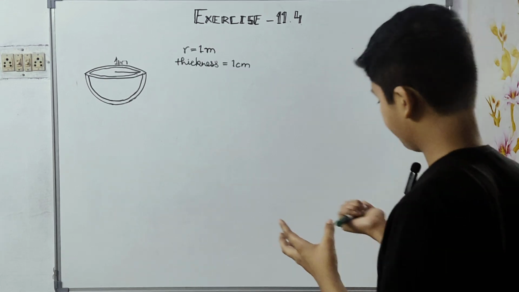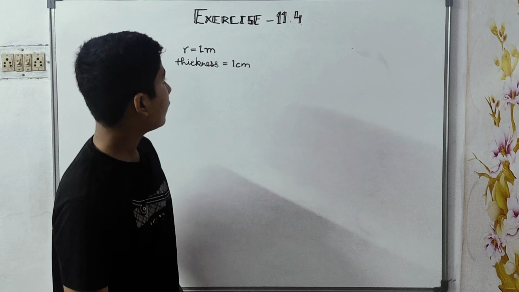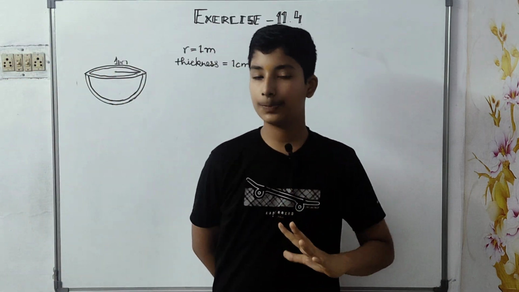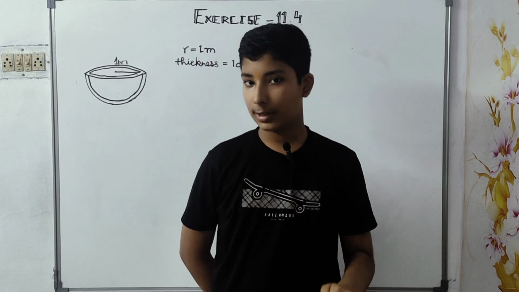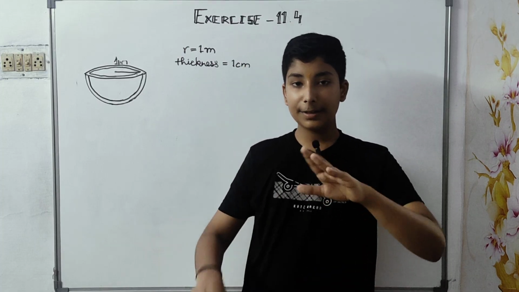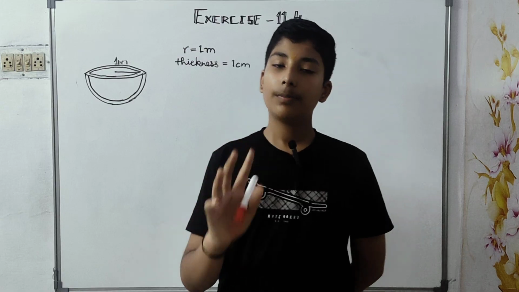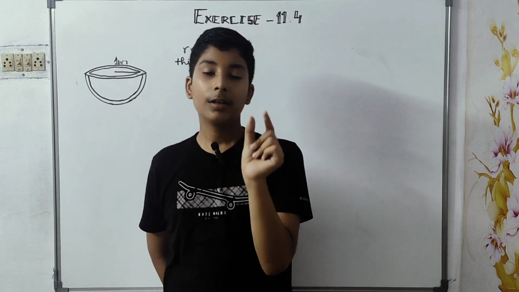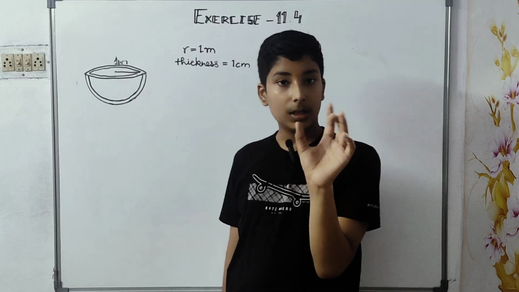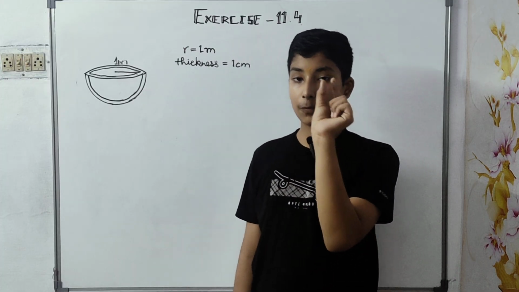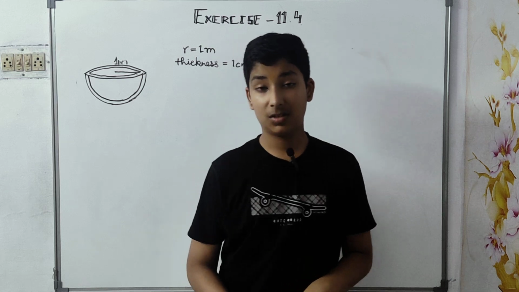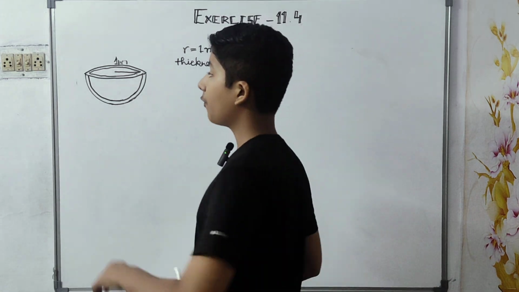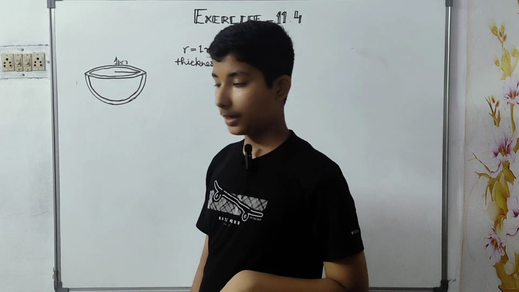Now in this question, it has been given that there is a hemispherical tank. Tank means which stores the water. It is given that its radius is 1 meter and it has been made with an iron covering, which is 1 centimeter thick, only 1 centimeter. Now we have to find out the volume of iron which has been used to make it.